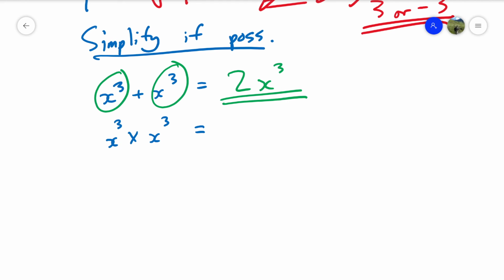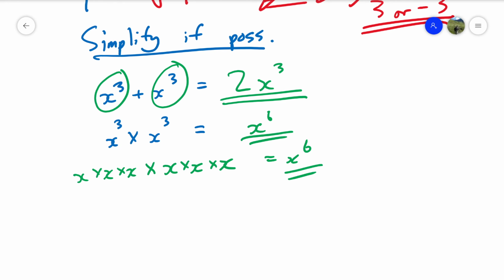This one, x cubed times x cubed, that's x to the 6. If you're not sure why, remember that x cubed is x times x times x, and then x cubed is x times x times x. What's x times x times x times x times x times x? Well, it's x to the 6. There you go. So that's a way of thinking about that.